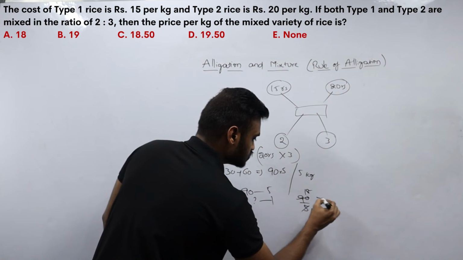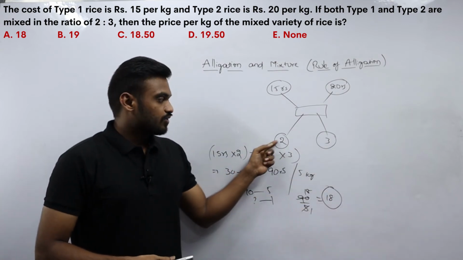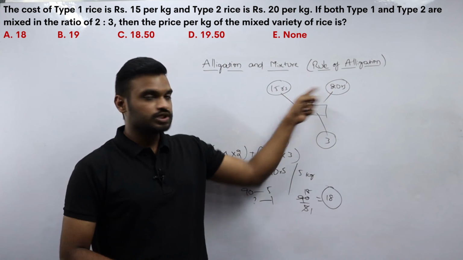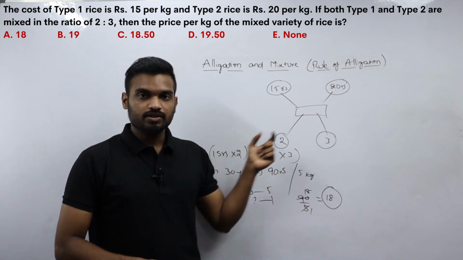5 ones are 5, 5 eights are 40, so 18 rupees per kg. See here, they have already given the ratio. These two need to be mixed, so we need to find the mean value, that is, the resultant price.